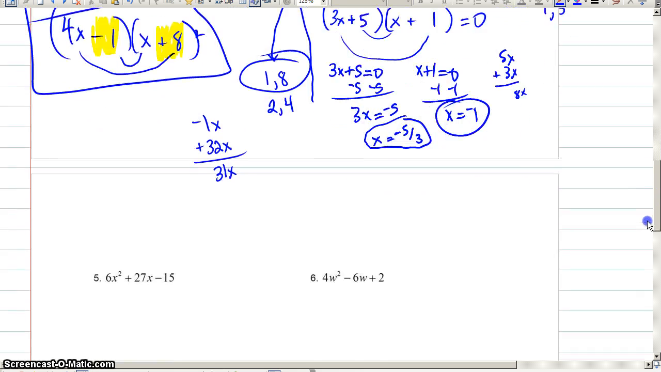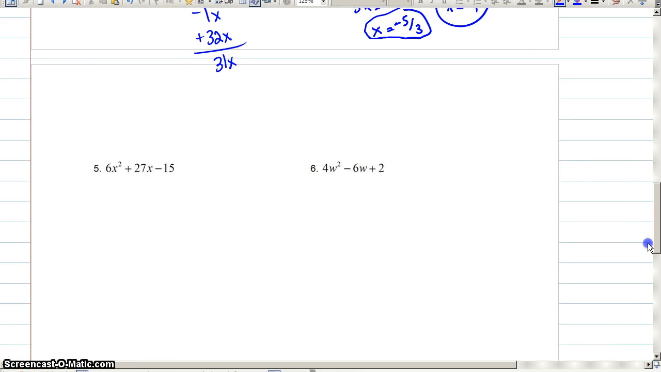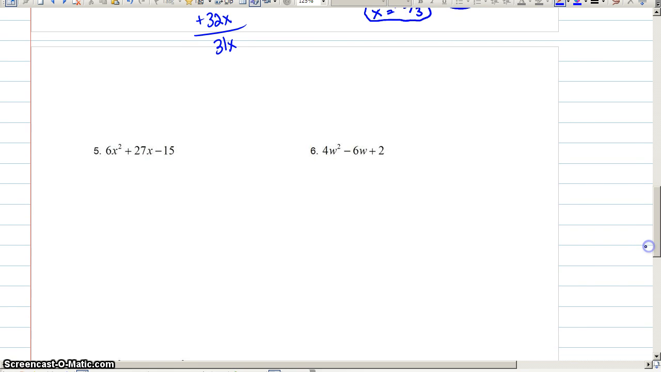Okay, going on to the next page. We're not solving here, we're just going to factor. But as I had brought up before, a critical first step that you always have to look at is, is there a greatest common factor? Is there a number that divides into a 6, a 27, and a 15? And what is that greatest factor, the biggest common factor that we could divide out?